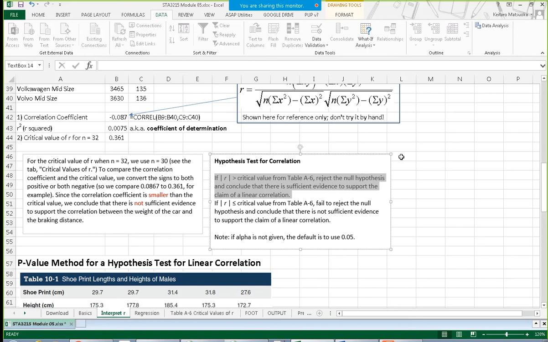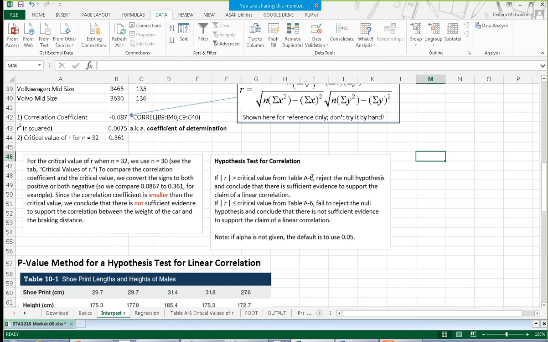If the R, the correlation coefficient, the absolute value of that is bigger than the critical value, which we'll get to in a little bit, if R is bigger than the critical value, you reject the null hypothesis. If the R value is less than the critical value, then you fail to reject the null hypothesis. So we'll be using the critical value method to make a determination as to whether we reject the null hypothesis or not.